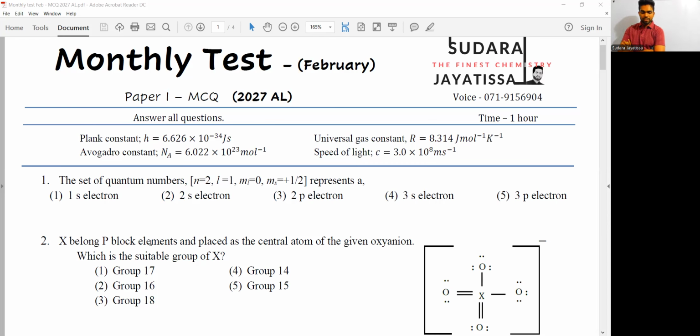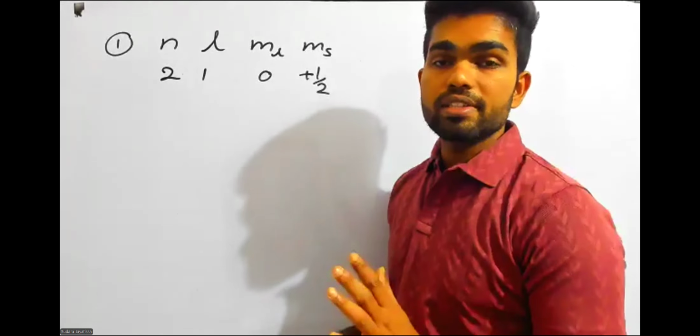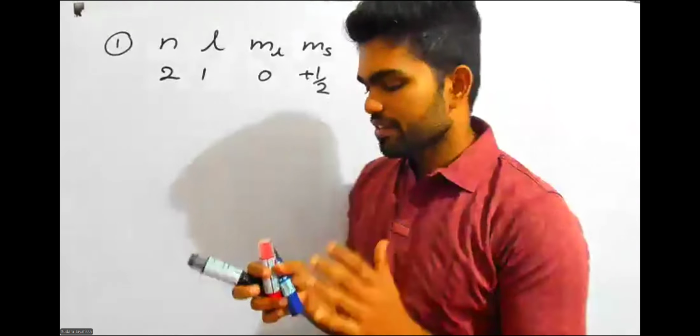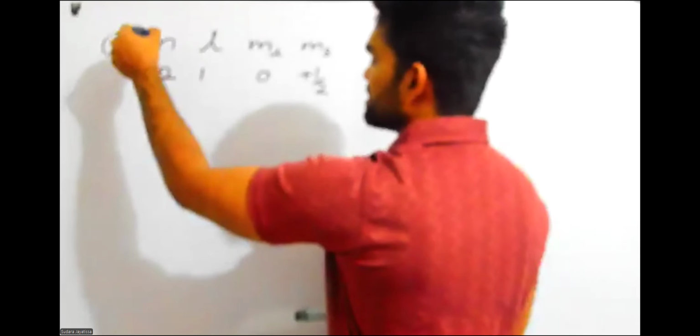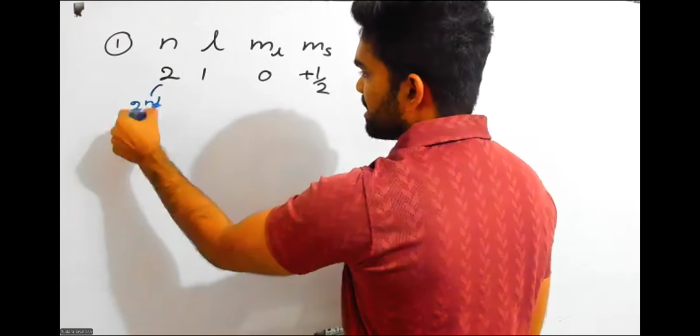Okay, so the quantum numbers are 2, 1, 0, and plus half. It is given in order. So we write the quantum numbers in order of n, l, ml, and ms. So the values given 2, 1, and 0, and plus half. I'll quickly explain what it is. There are 4 quantum numbers. The first quantum number represents my energy level. So according to this, this is in the second energy level, second main energy level.